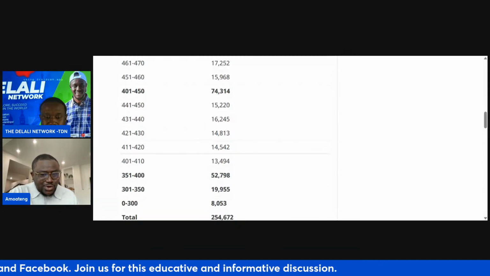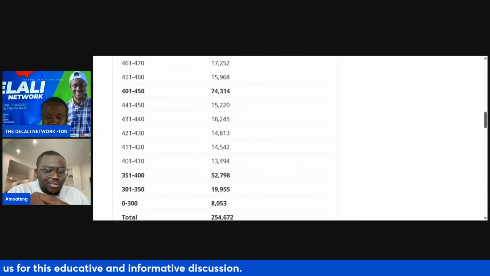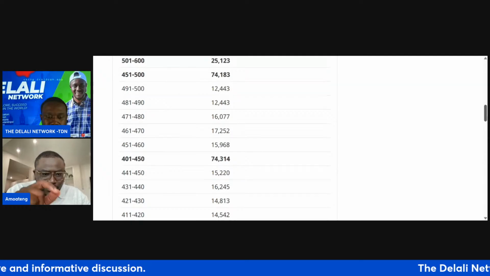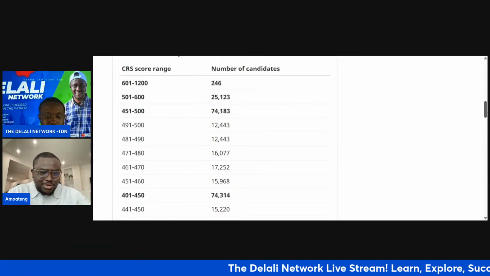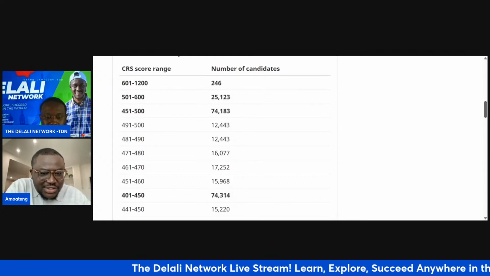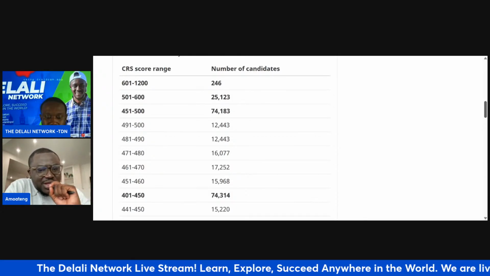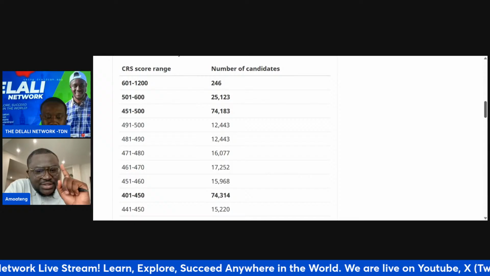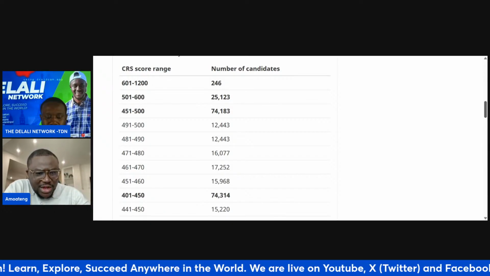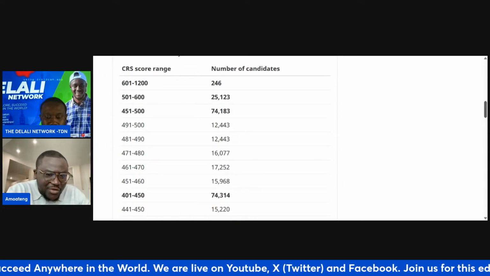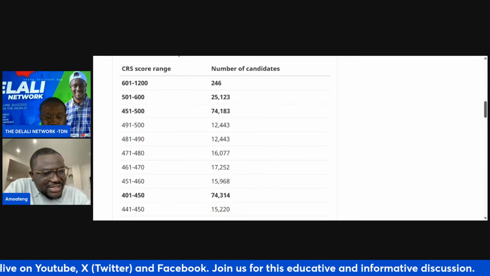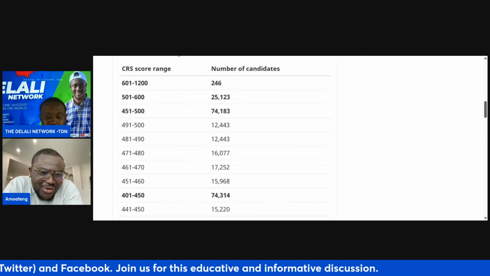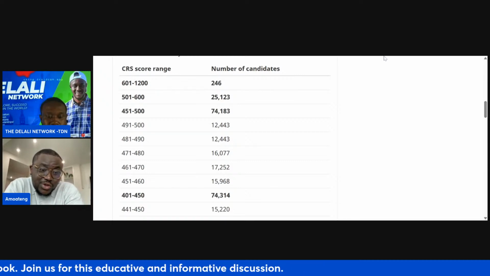So you can see now, I'll jump to 451 to 460, which is 15,968. Now, when you go to the higher ranks, people having 501 to 600 are 25,123. So you can imagine people with that high score.